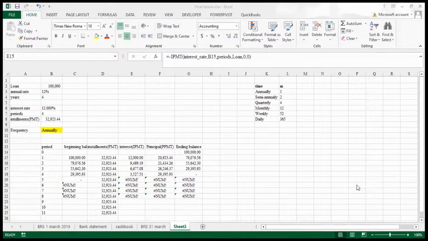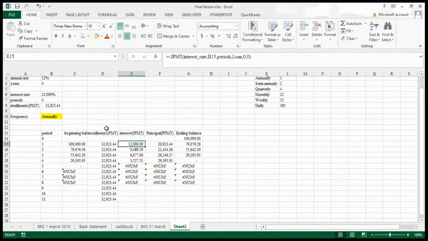If your values are negative, just insert negative immediately after the equal sign and you'll have the positive values. Just insert negative immediately after the equal sign and you'll get the values.